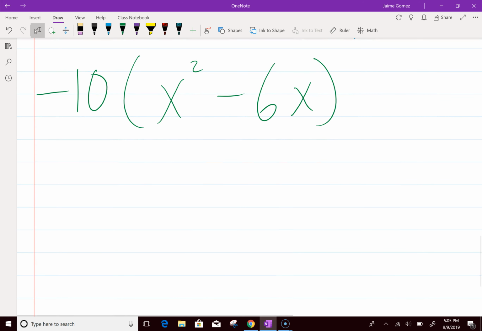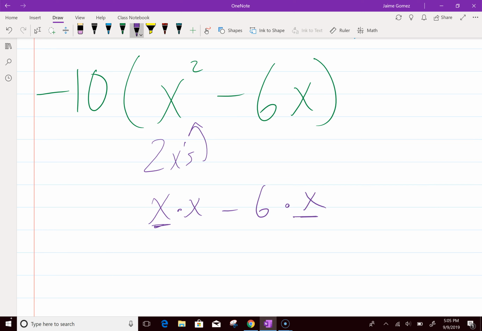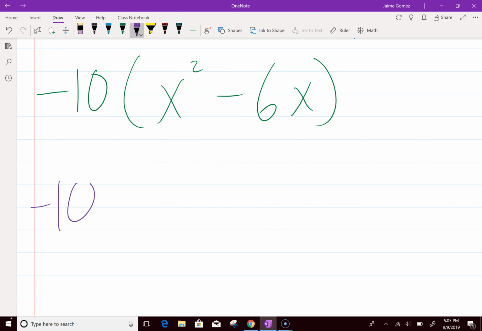Okay, so now back to where we were, original question. I have x squared and x. I have another common divisor I can take out. Right here, I have 2 x's. That's what this means. I have x times x minus 6 times x. Well, I have an x right here and I have an x right there. I'm going to factor that x out. It's going to go right along my 10.